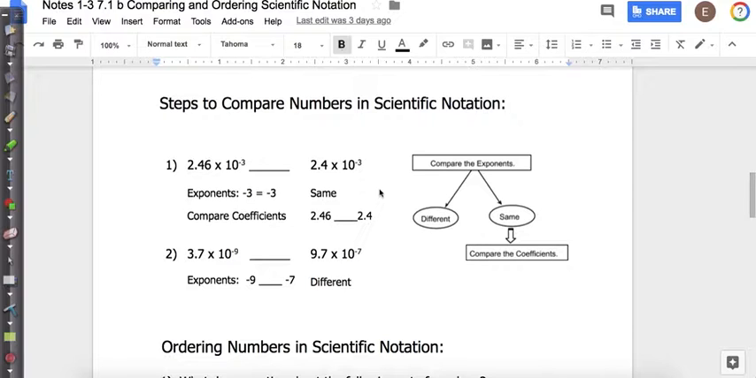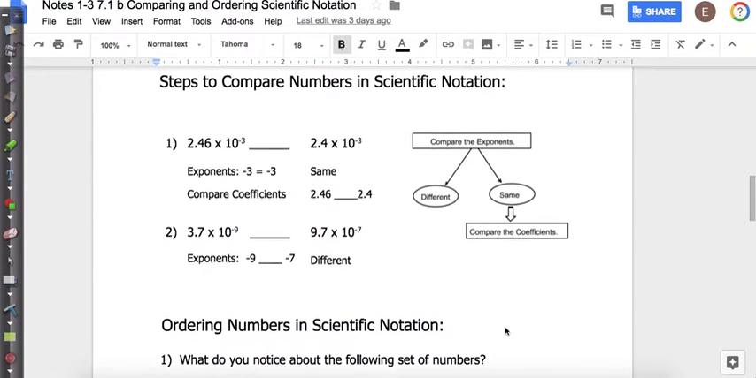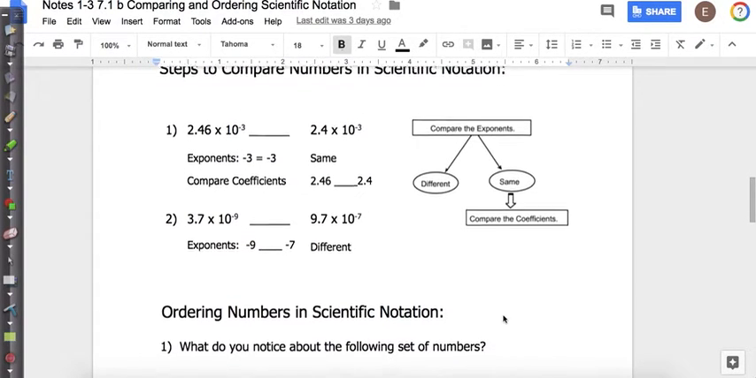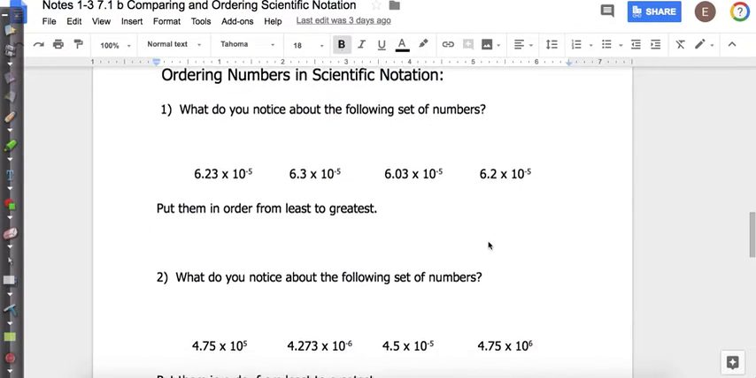So yesterday we looked at comparing scientific notation. Now we're going to use our strategy for comparing to help us order. So turn your notes to just below where we compared scientific notation and find where it says ordering numbers in scientific notation.